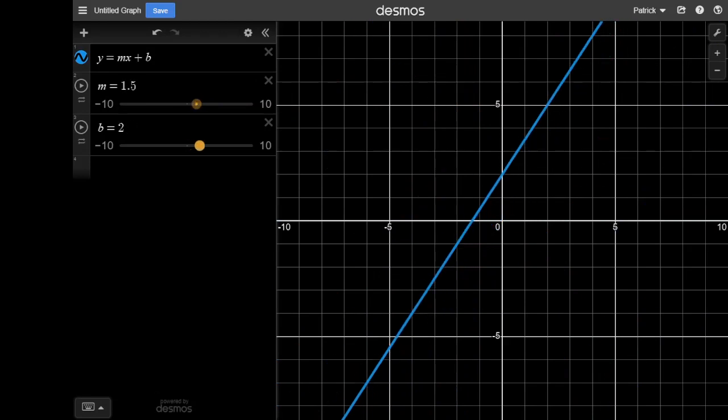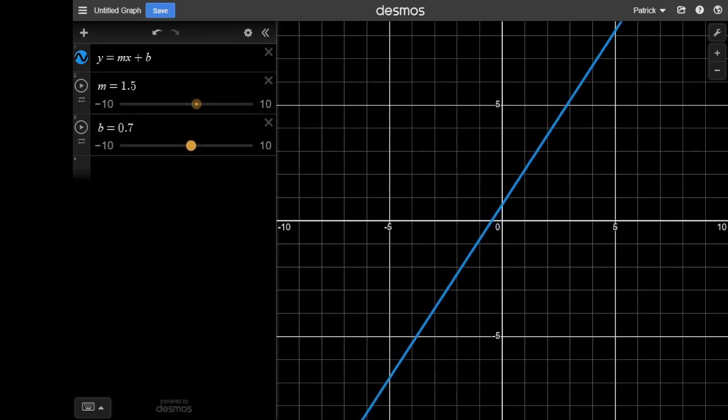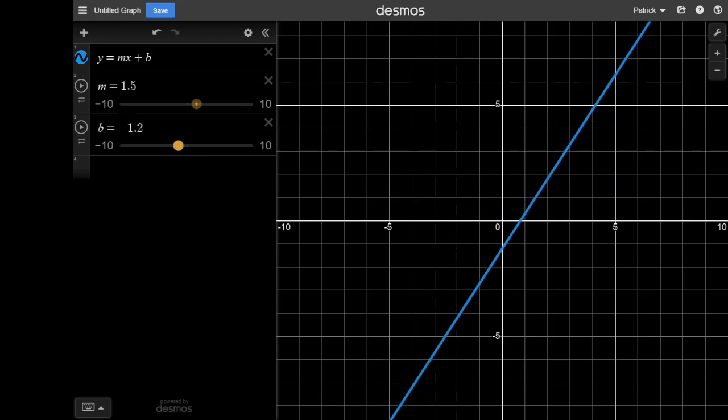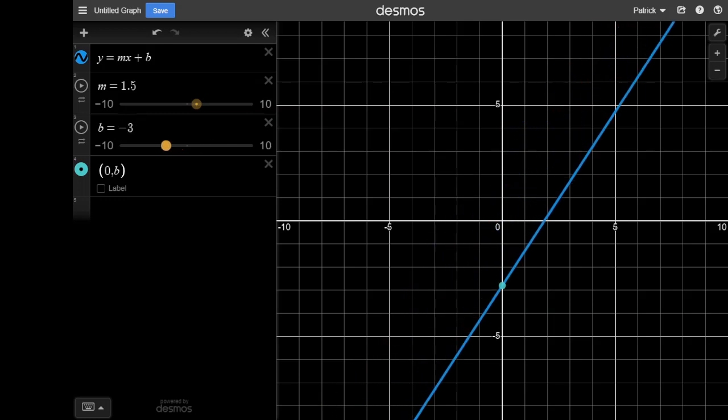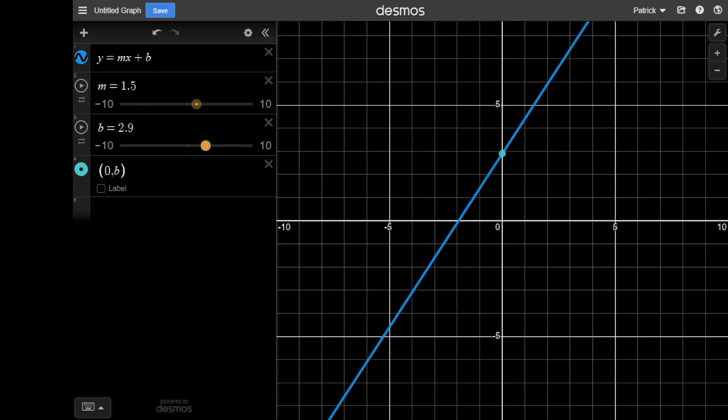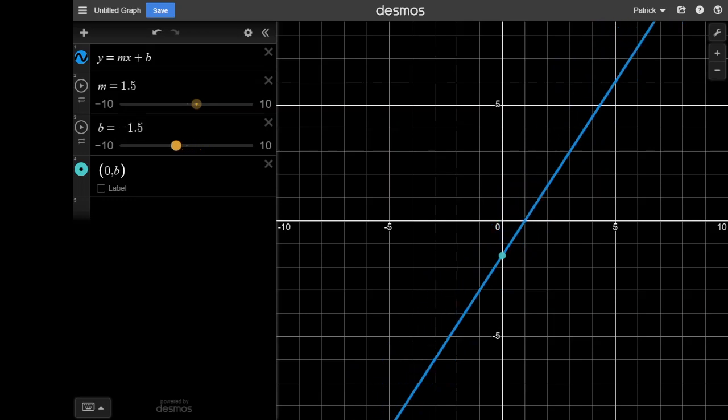B controls the y coordinate of the y-intercept. So if I plot out the point 0, comma b, you can see that it sits here on the graph. And as I move my value of b, that point is just tracking up and down on the y-axis.